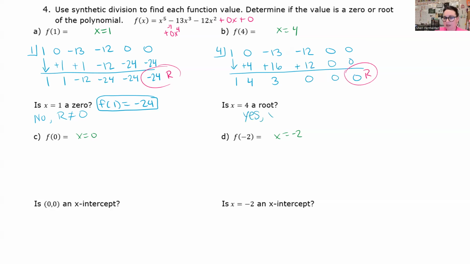Yes, because the remainder is equal to 0, and I need to rewrite the problem. F of 4, when you're doing f of a number, it's always just equal to the remainder, only the remainder. It equals 0.